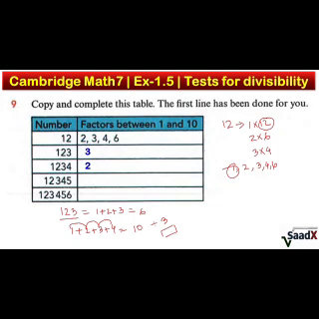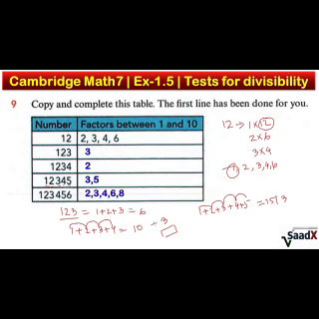So what about 12345? Look, 3 is possible because once we add the digits, the number can be divided by 3. Let's check. 1 plus 2 plus 3 plus 4 plus 5. So 5 plus 4 is 9, 9 plus 3 is 12, 12 plus 2 is 14, 14 plus 1 is 15. 15 can be divided by 3, so the whole number can be divided by 3. And the last digit is 5, so this number can be divided by 5.